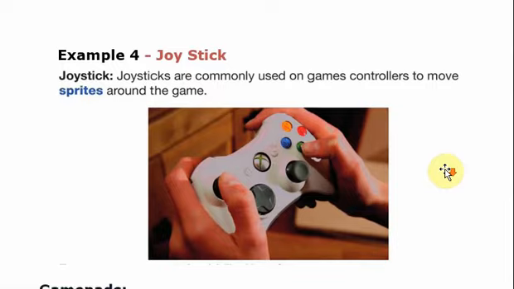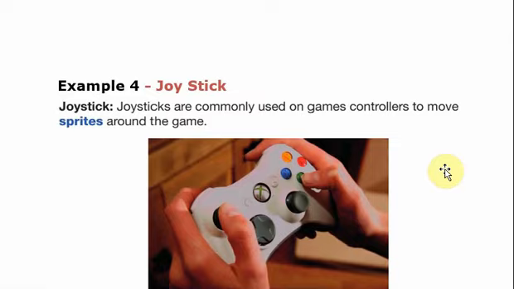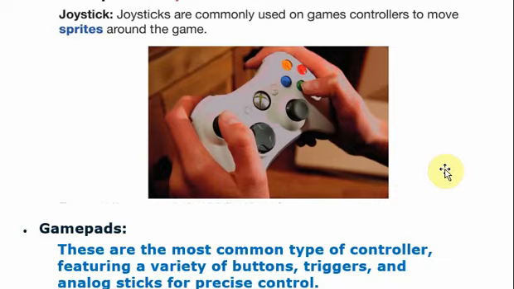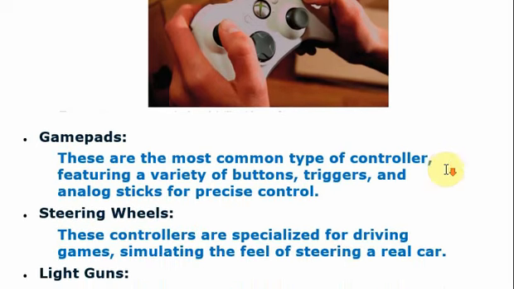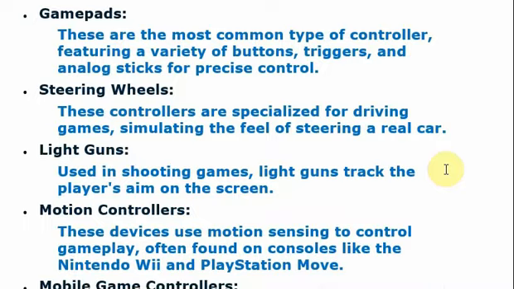Joystick is specially used with games to move the main object, right? The sprite is known as the main object in the game. To move the sprite, we can use a joystick. Then similar to a joystick, we get game pads with many more triggering buttons and even analog control for precise movement. Then steering wheel, especially with racing games we can use steering wheels.